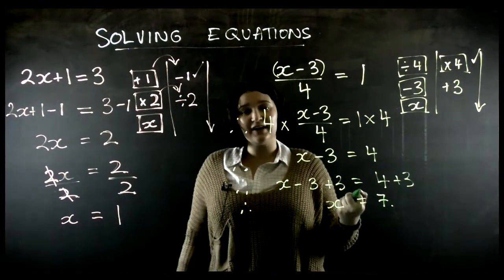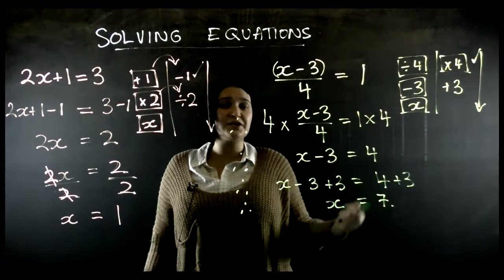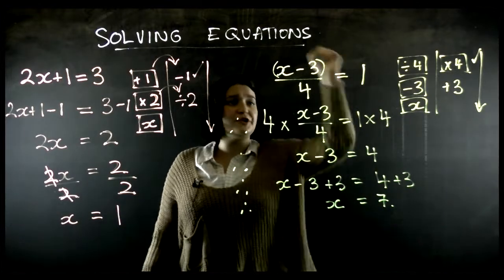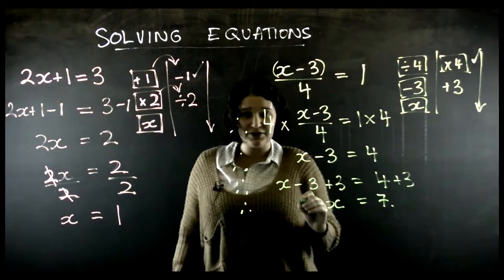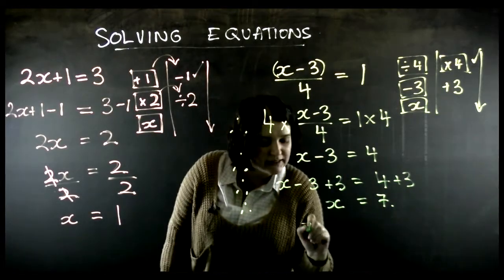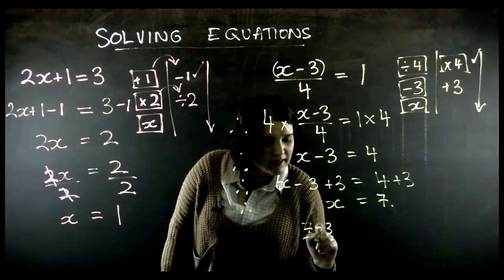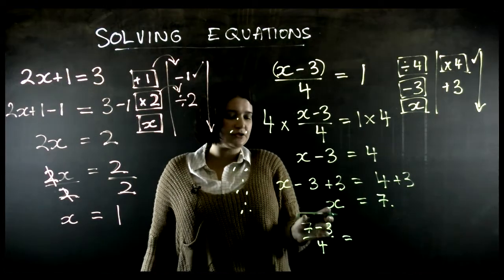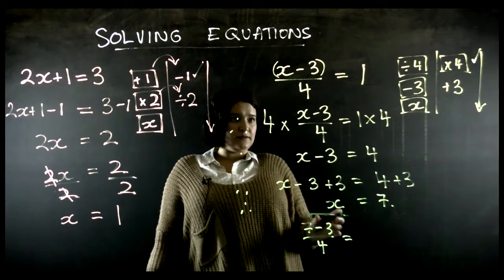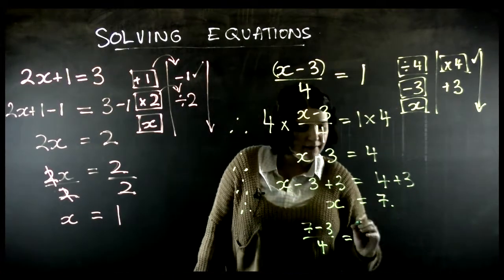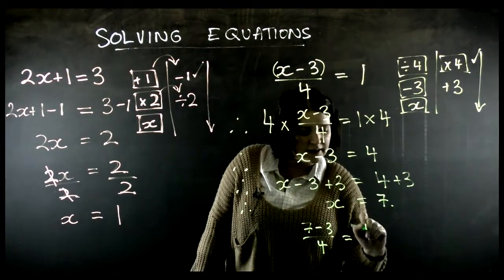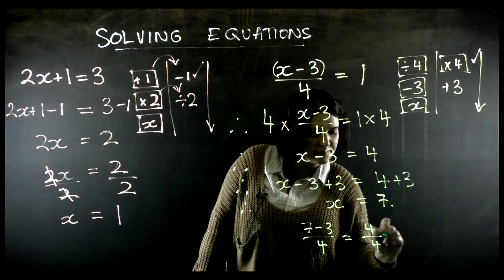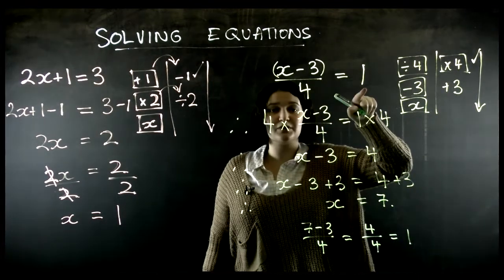Now, how can we check? Thinking back, how do I verify that that's the correct solution? I'm substituting it back in at the beginning. So let's do that. So x is 7, so 7 minus 3 divided by 4 equals, now I've got to do the top first. Yep, 7 minus 3 is 4 divided by 4, which is 1, which is what it's supposed to be.